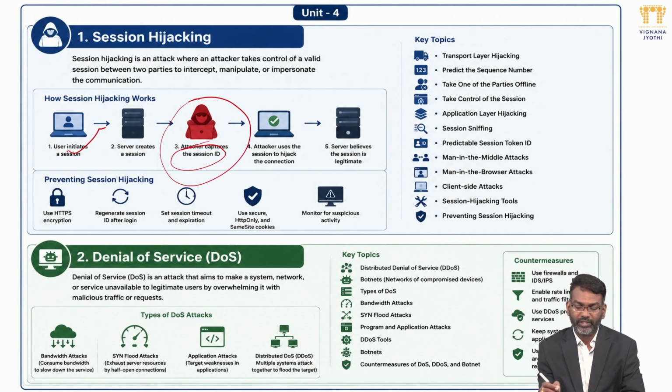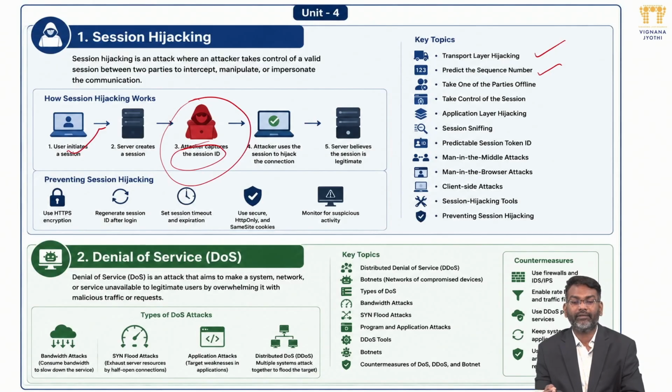We'll be mainly talking about transport layer hijacking. Okay, at the transport layer level, how will the attacker hijack the required session? And what is the purpose of the sequence number? How will the attacker predict these sequence numbers to make the required unauthorized communication?